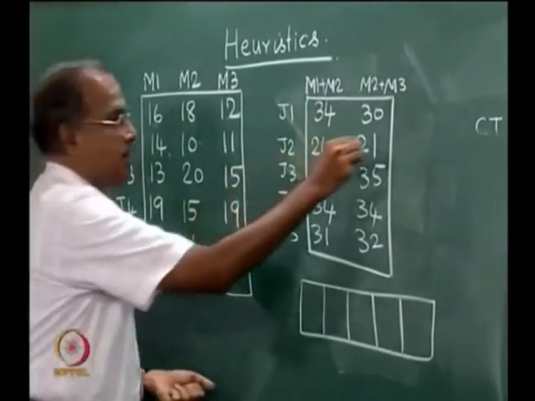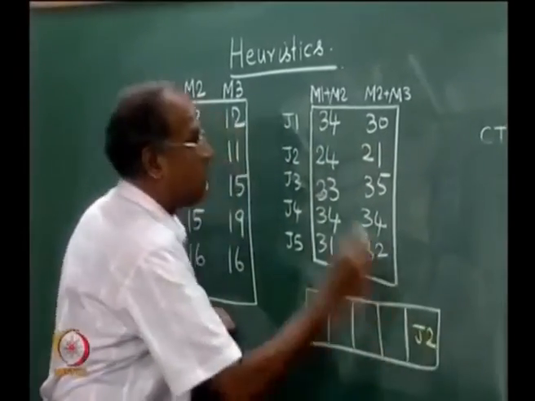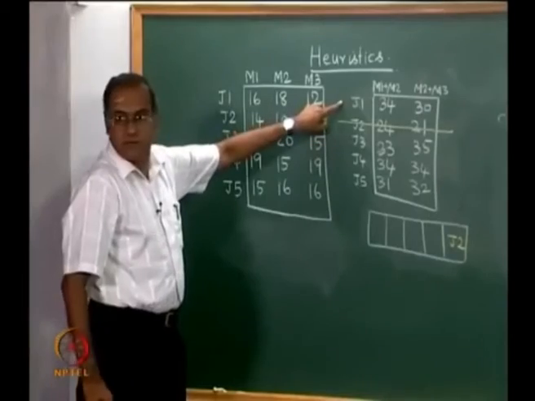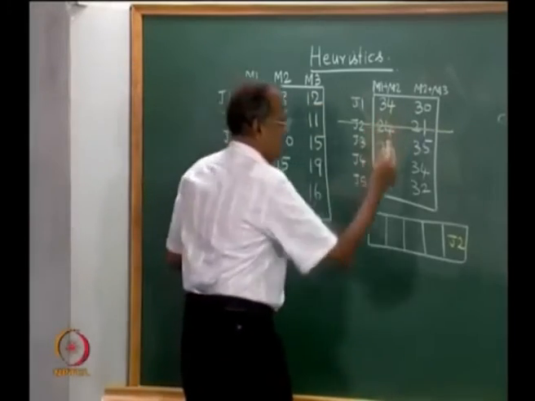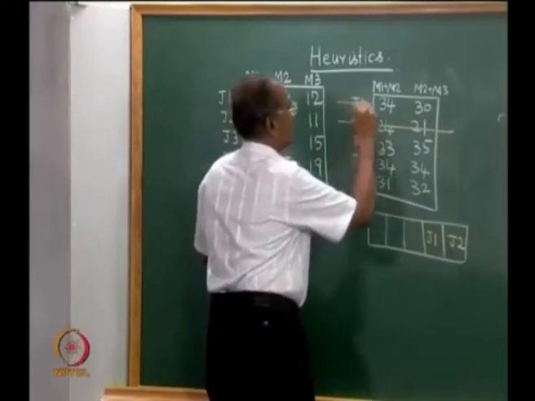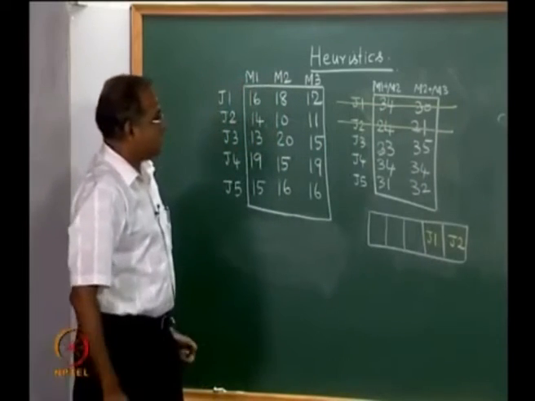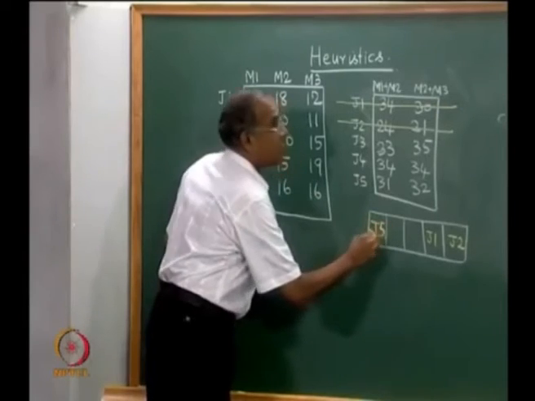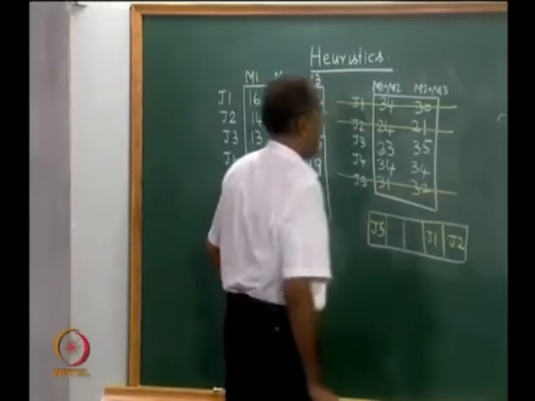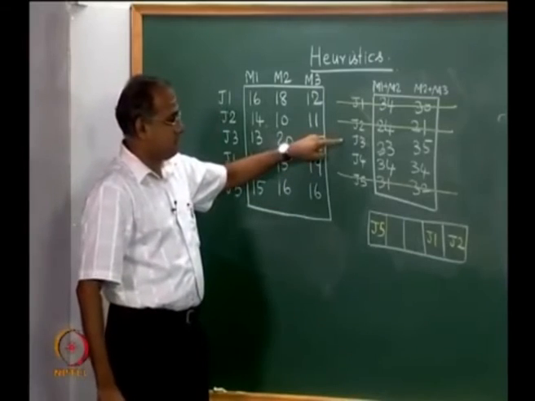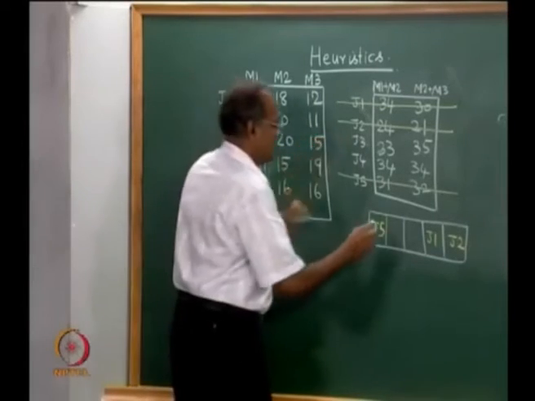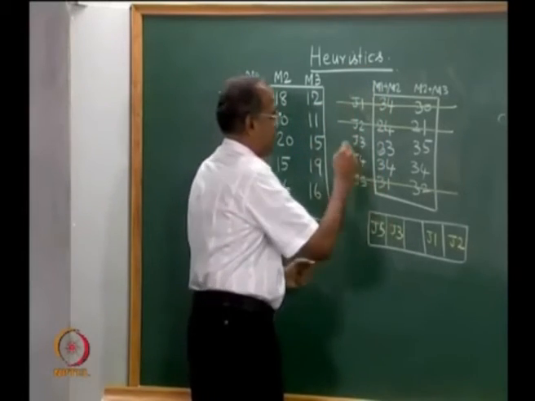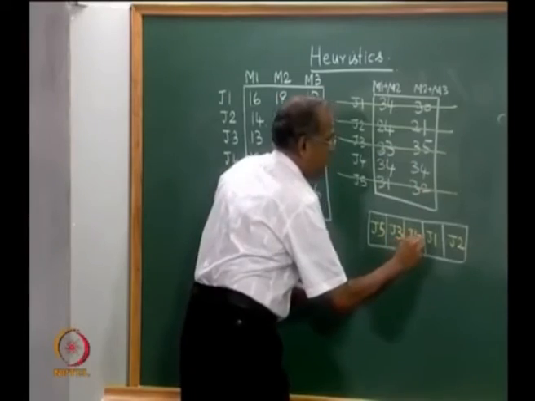The smallest one is 21, so J2 goes here. The next smallest one is 30, so J1 comes here. The next smallest one is 31, so J5 comes here. The next smallest one is 33, so J3 comes here. 33 is on the first machine, so it comes from the left, and the only one available is J4.